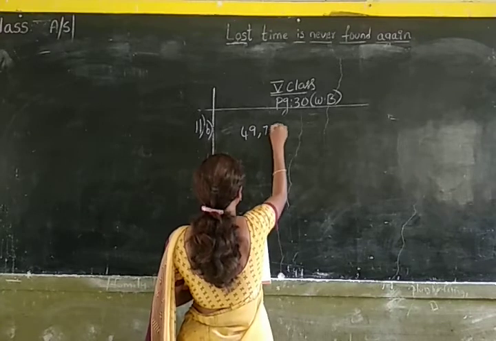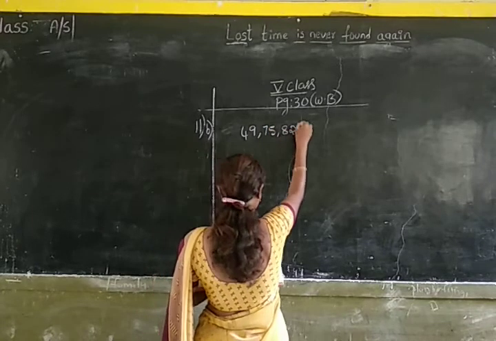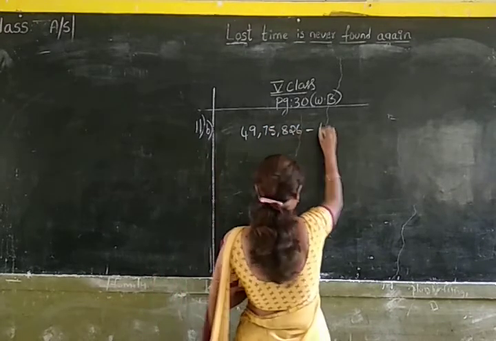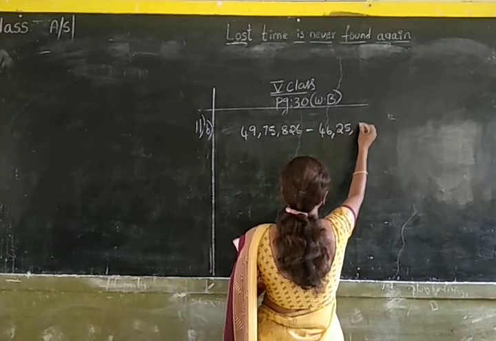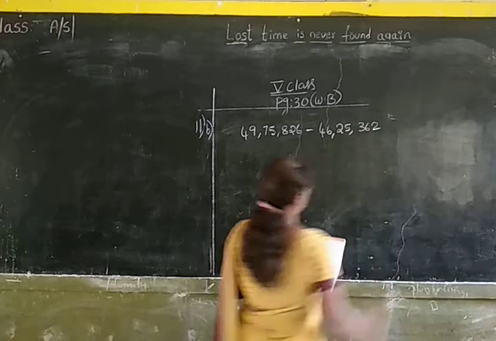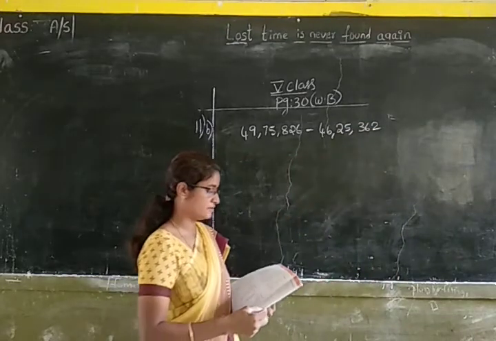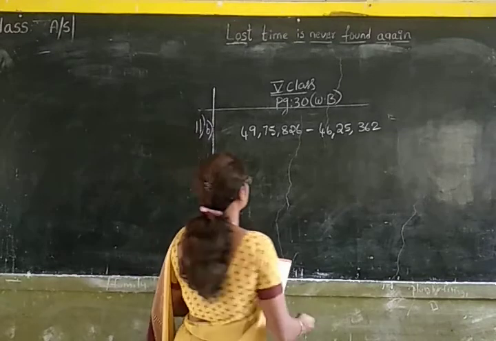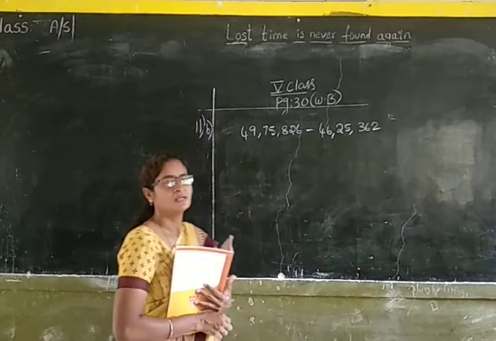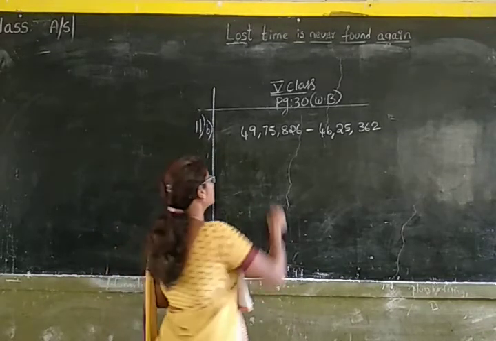$49 lakhs 75,826 minus 46 lakhs 25,362. Here we have to estimate the answer to the nearest 10,000s. So let us round off these numbers.